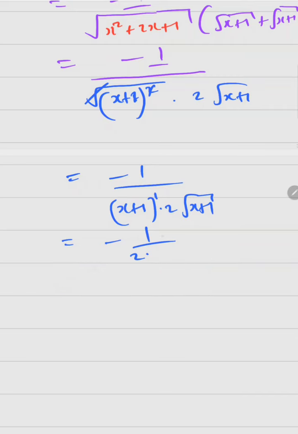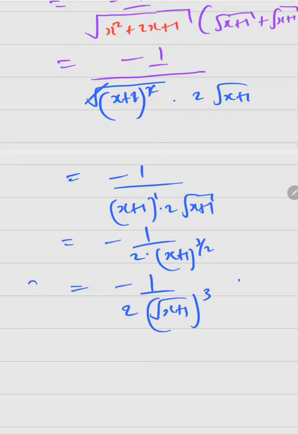So then we can just say x plus 1 everything raised to 3 over 2. And if you apply your laws of indices, when you have a raised to m over n, it is the same thing as the nth root of a raised to m. So with that, I'm going to have minus 1 divided by 2 square root of x plus 1 everything raised to 3, and that's your dy/dx.